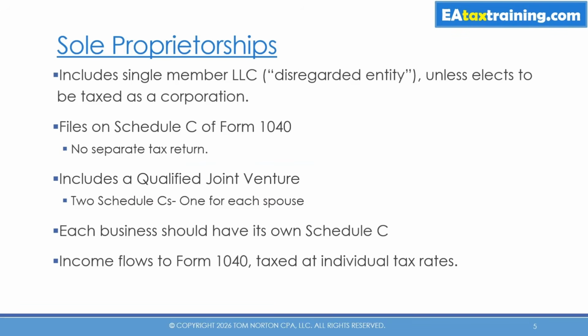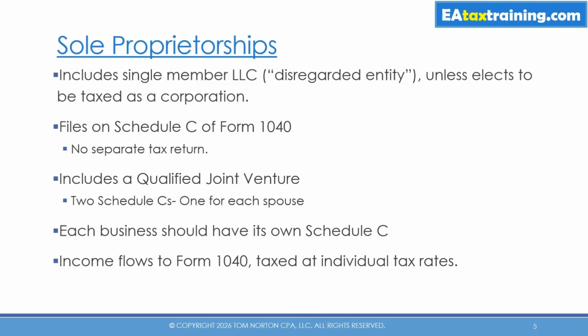As a recap, remember a sole proprietorship is when one person goes into business. They don't have to formally do anything with the Secretary of State's office. They can just start business. If they do get a single member LLC, the default will be that it will be a disregarded entity and will be taxed as a sole proprietor. Of course, that LLC could elect to be taxed as a corporation, but if they file nothing with the IRS, automatically a sole proprietor. Sole proprietors file on Schedule C of Form 1040, so there's no separate tax return.